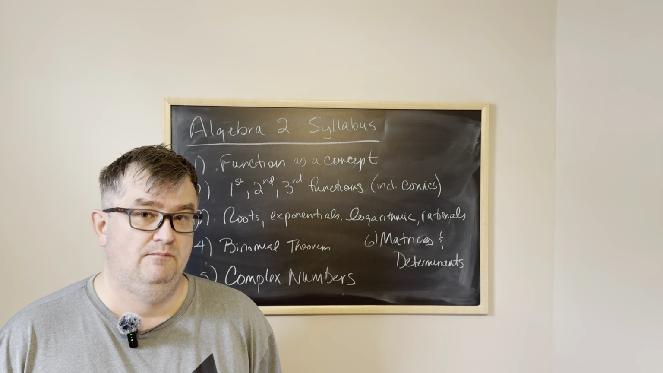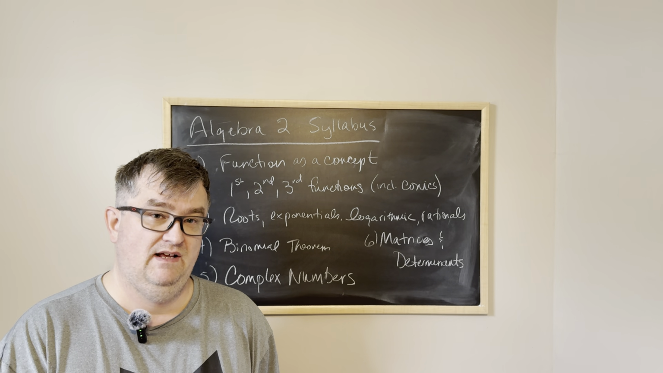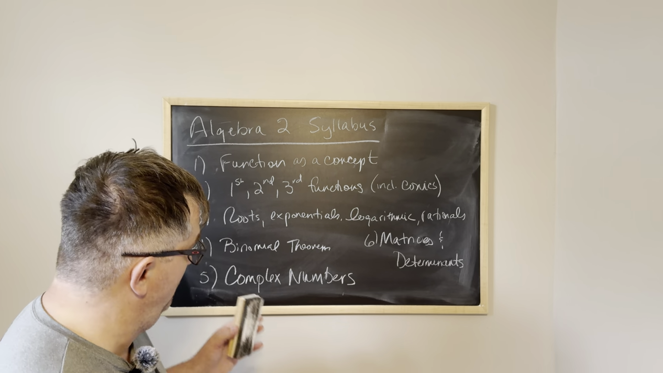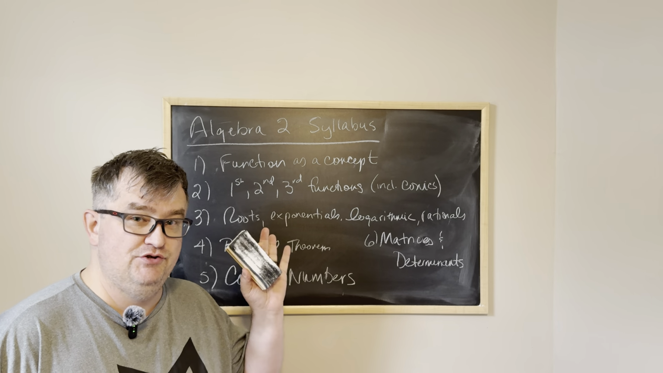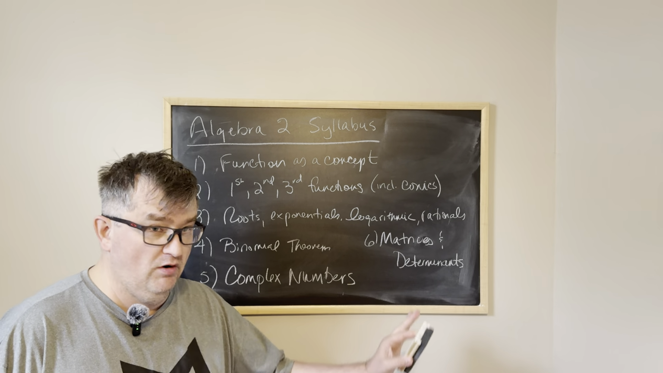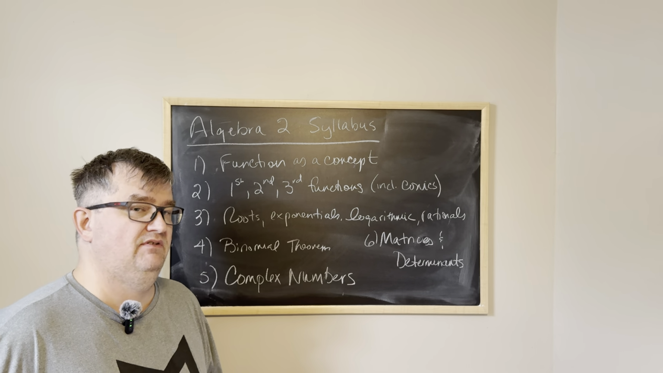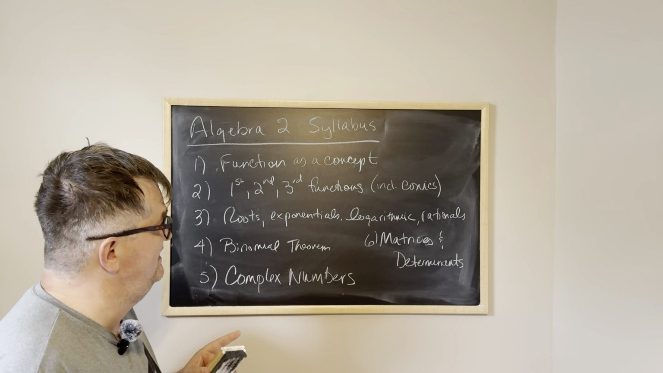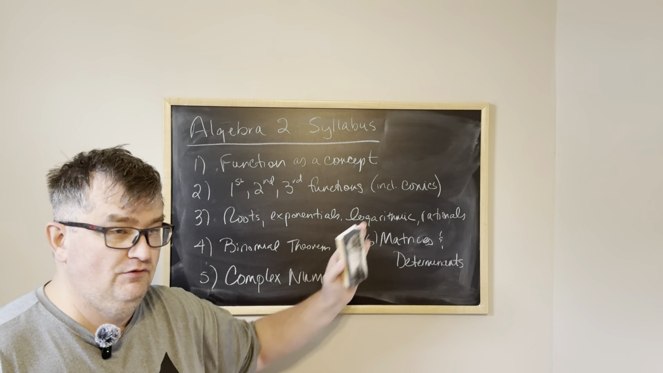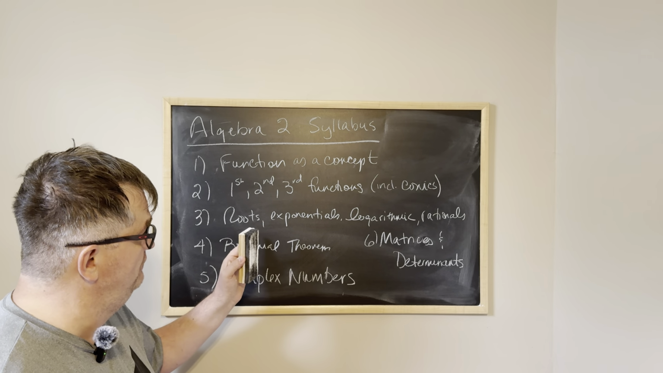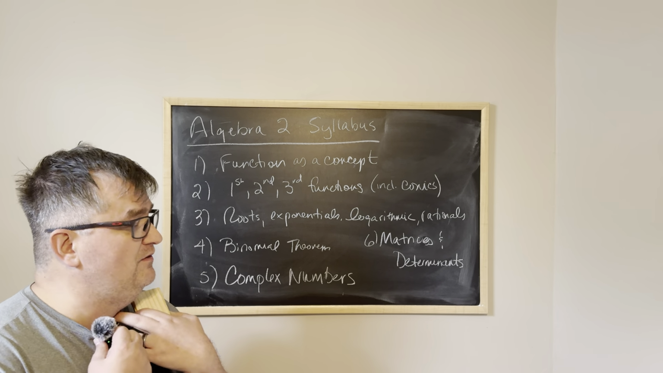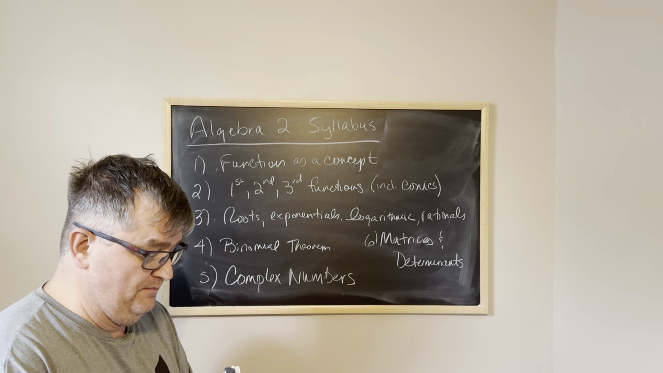Well, to answer that, we have to first answer what would be in an Algebra II syllabus. And so on the board, I've written the 6 things you must have in a successful Algebra II course. You can have more than this, but you cannot have less. Function as a concept, work involving first, second, and third degree functions, including conics, roots, exponentials, logarithmic, and rationals, the binomial theorem, complex numbers, and matrices and determinants.